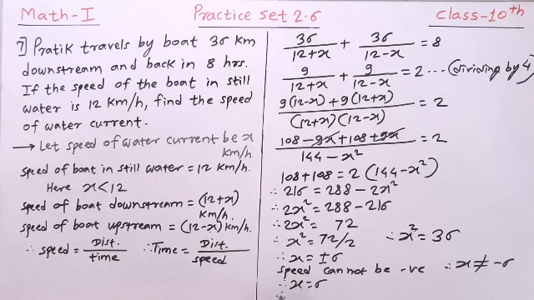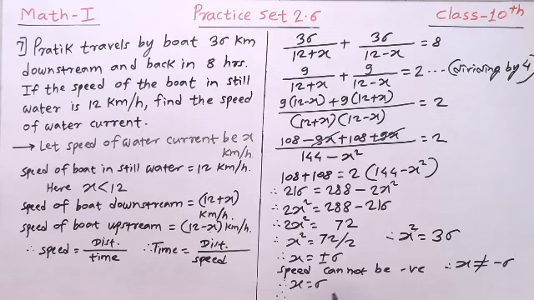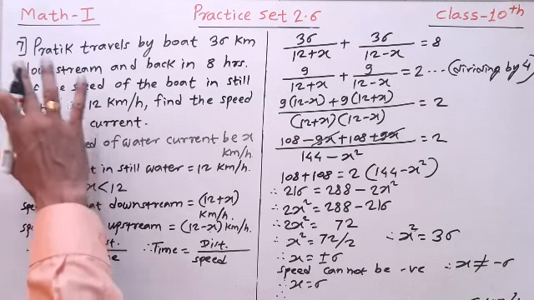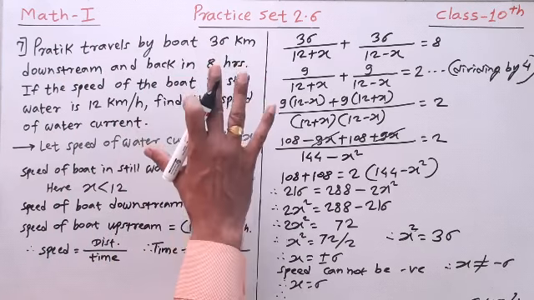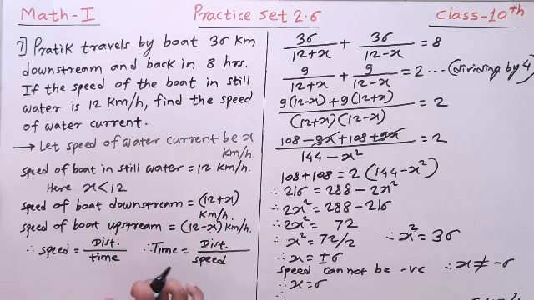Now, the last line here we can write, the speed of water current is 6 km per hour. That will be your final answer. Here you have to write the line. In this way, just by reading the example properly, understand it, read the condition what is given, you can solve the example very easily.